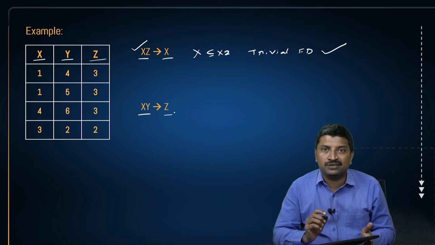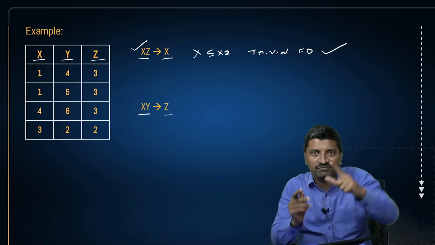Let us verify one more. xy implies xz. That means what I need to do? I need to go to the columns of x and y.